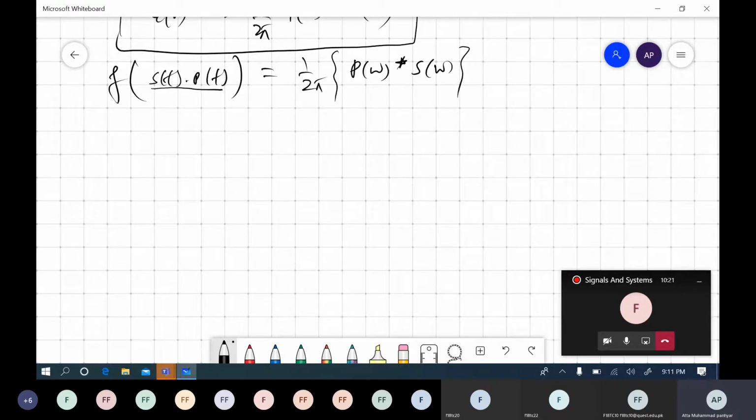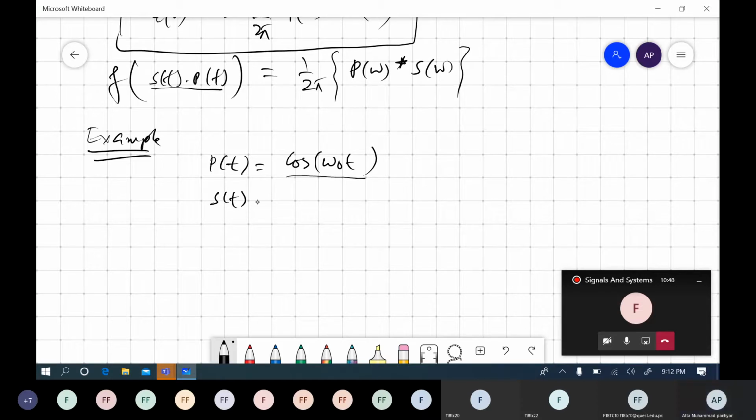For example, we have a signal p of t which is equal to cos omega naught t, right? And we have another signal s of t which has some shape. We don't want to discuss what the shape of s of t is, but these two signals are multiplied in time domain.